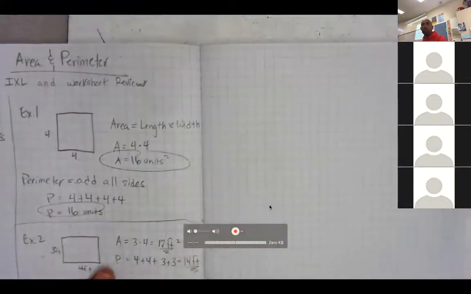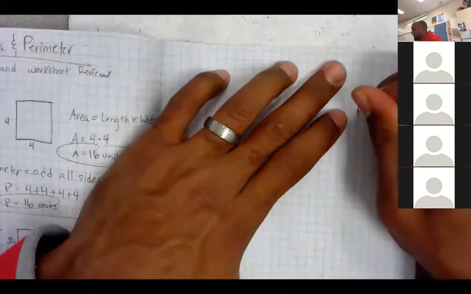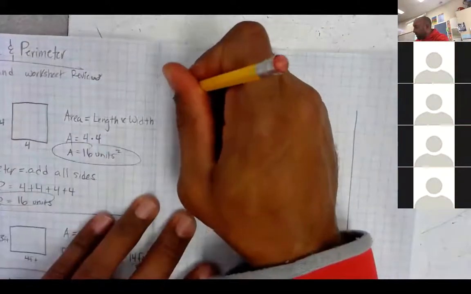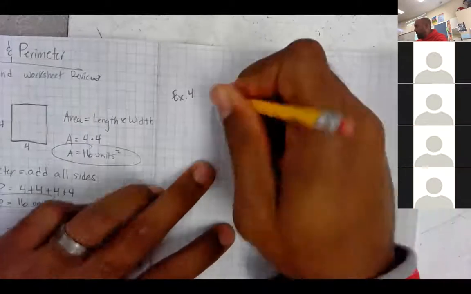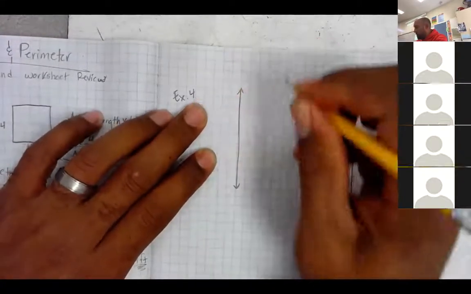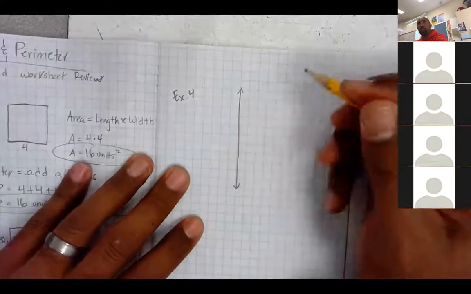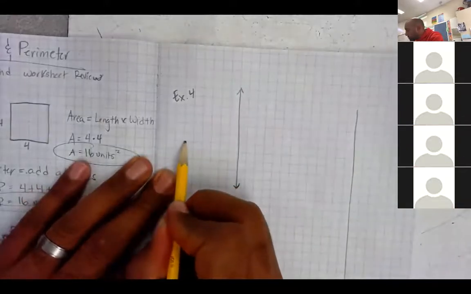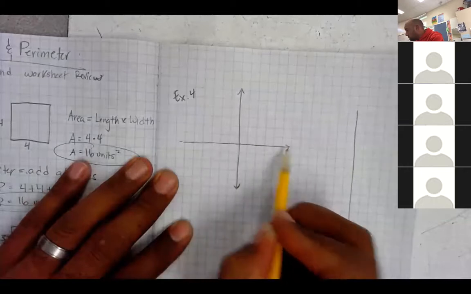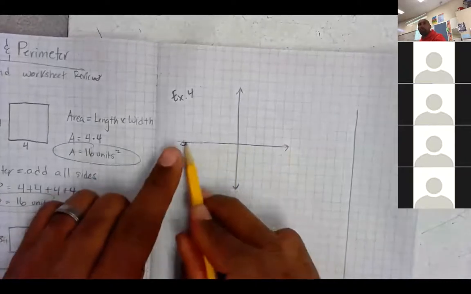So you could start a new page if you need to. And what I'm going to do is I'm going to create a graph. So that's about 1, 2, 3, 4. It's about 10 units down. Then I went about 5 to the right, 5 or 6 to the left.